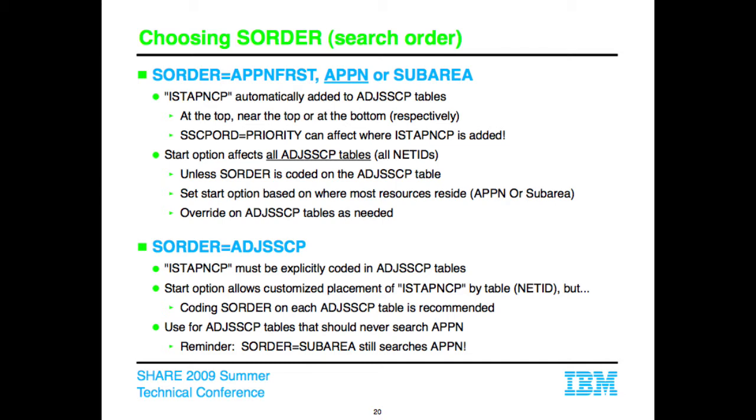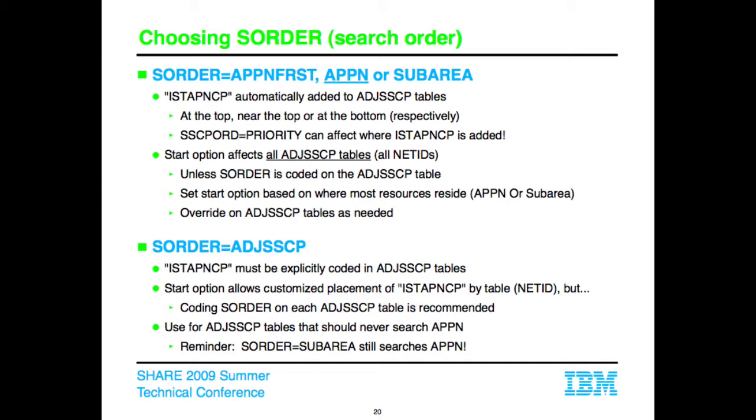SORDER equals SUBAREA, on the other hand, you might think means I only want to search the subarea network, but what it really means is I want to search the subarea network first. So with the SORDER equals SUBAREA value specified, VTAM would tend to place the IST.APPN.CP entry at the bottom. That way we search all the subarea CDRMs first, and if all of those fail, we hit the bottom entry and we search the APPN network.